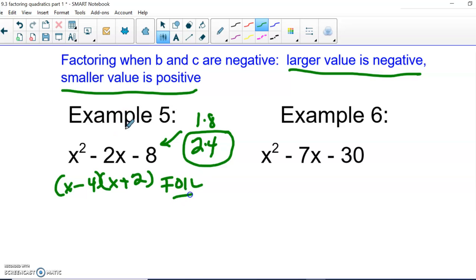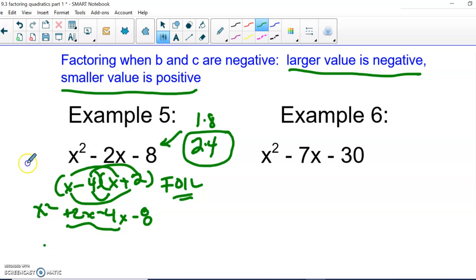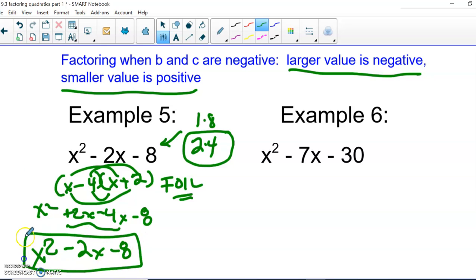Let's go back to FOIL and make sure we did it correctly. Our first term is x squared. Our outside is 2x. Our inside is negative 4x. And our last would be negative 4 times positive 2 would give us negative 8. We're going to combine our like terms together. It gives us x squared, 2x minus 4x gives us negative 2x, minus 8. And we're back to where we started. So we did it correctly.